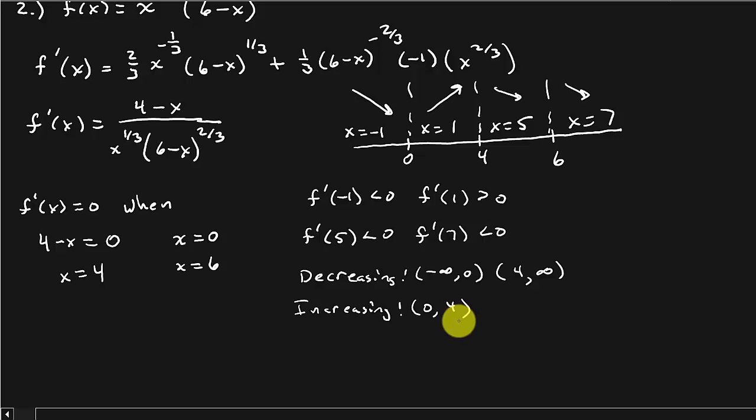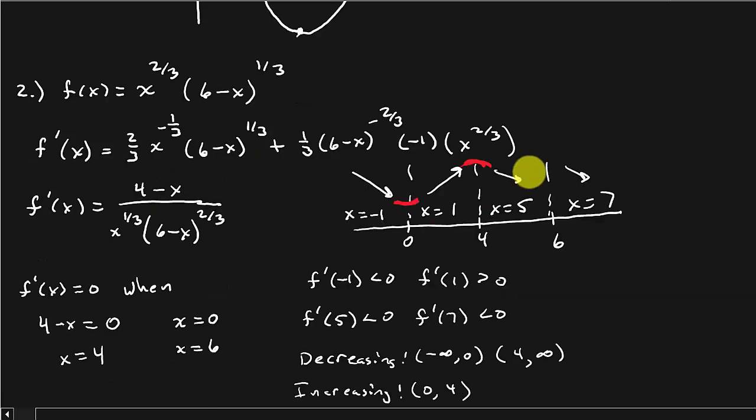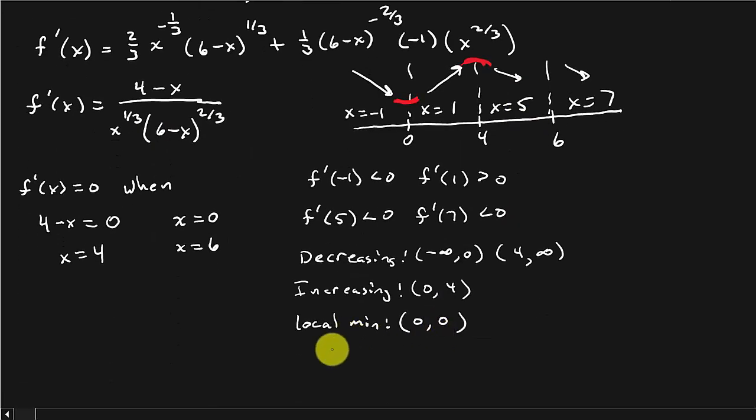And now what about local max and min? Well, we have a local minimum here. We have a local maximum here. And so we have a local minimum at 0, and let's see, we plug, that's going to be 0, 0. And then we have a local max at 4.